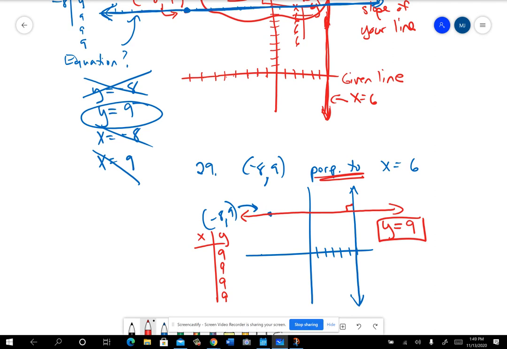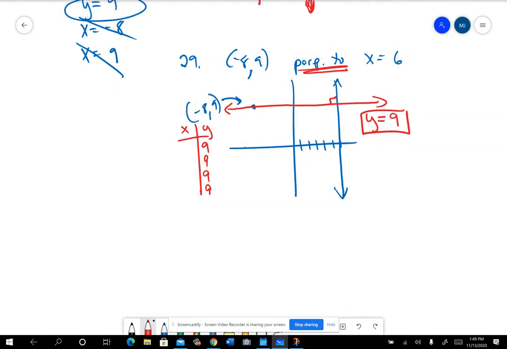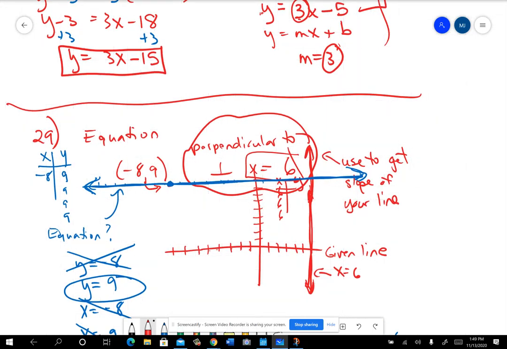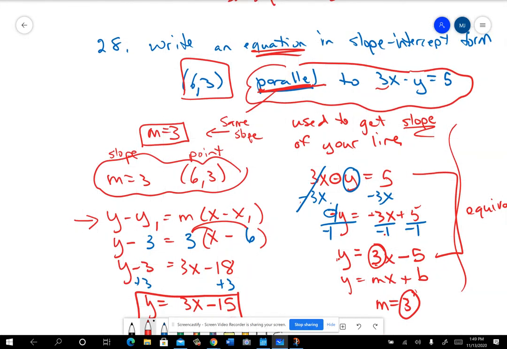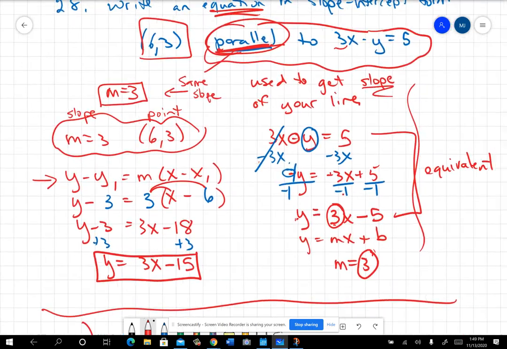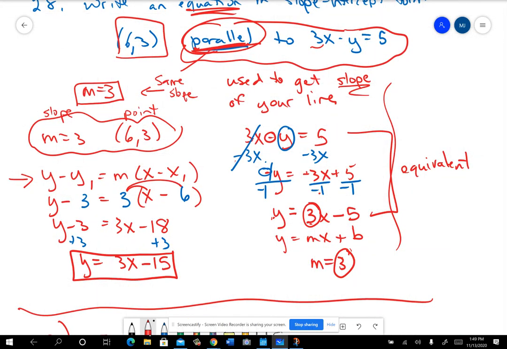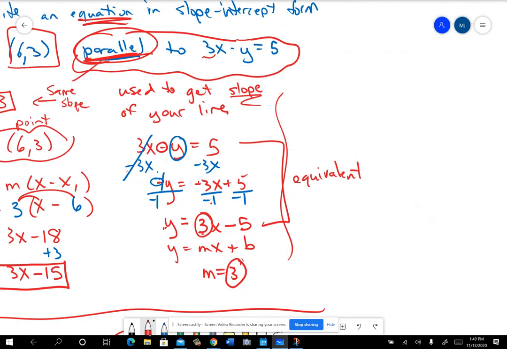All right, let me back up and do a what if. I'll show it to you on number 28, and then I'll quit. On 28, they said write an equation of the line in slope-intercept form that was parallel to that. We wound up getting the slope, and then we were looking for something parallel. So what if I wanted something that went through 6, 3, but I wanted it to be perpendicular to 3x minus y equals 5? I would still go through all that work to get the slope of that line.